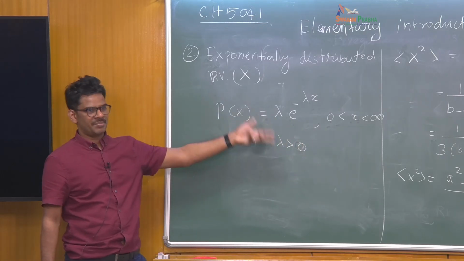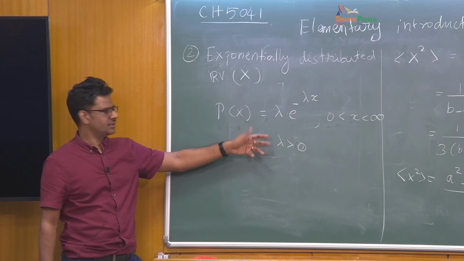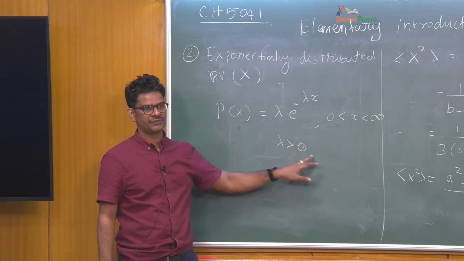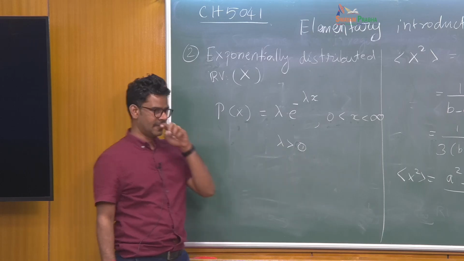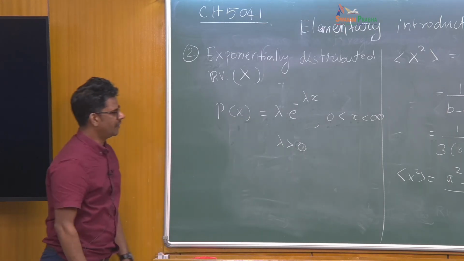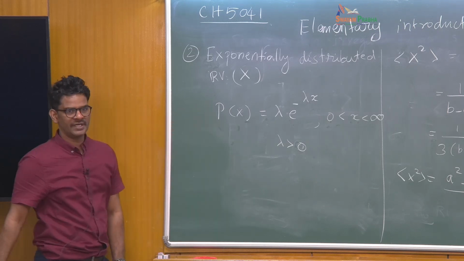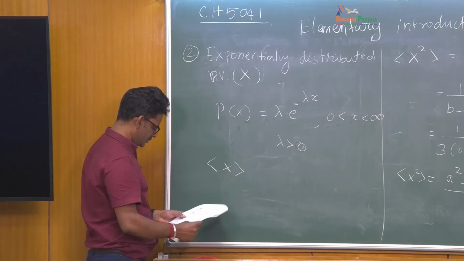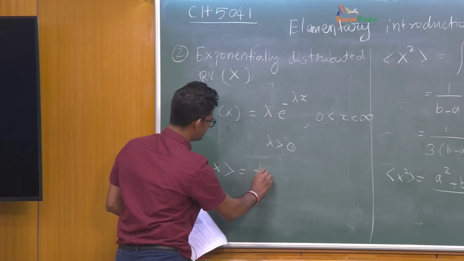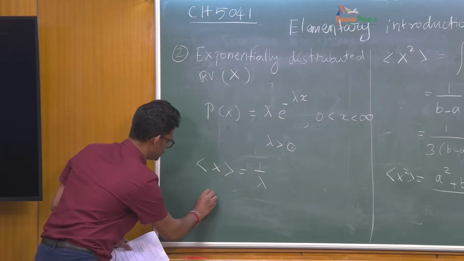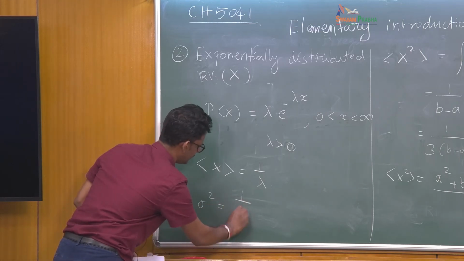There will sometimes be a parameter coming into the distribution. So here lambda is a parameter, and this has to be a positive number. Okay, so now once we define p of x, we can go about and do the same thing like we did here. We can find the mean value. The mean value will be 1 by lambda, and the variance is 1 by lambda square.